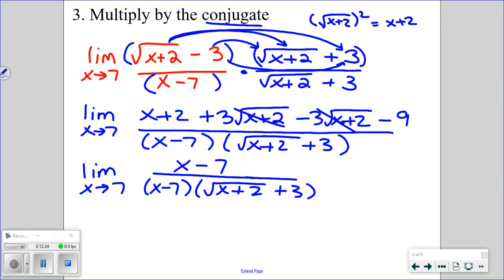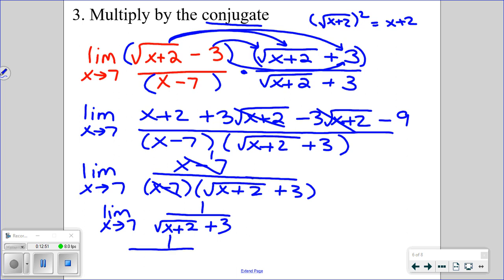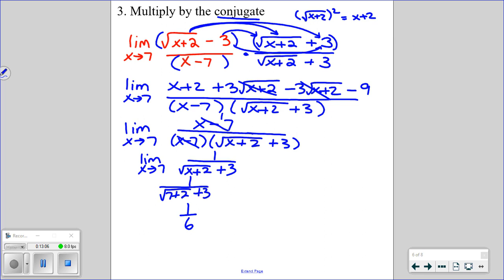Now you'll see, and this is why we didn't multiply out the denominator, your x minus 7 also simplified to equal 1. So this simplified now to 1 over the square root of x plus 2 plus 3. And I think we are now to the point where we can try direct substitution. So if we plug in 7 for x, we get, well, 7 plus 2 is 9, square root of 9 is 3, and then 3 plus 3 is 6. So this will all end up just equaling 6. And that would be the answer to the limit.